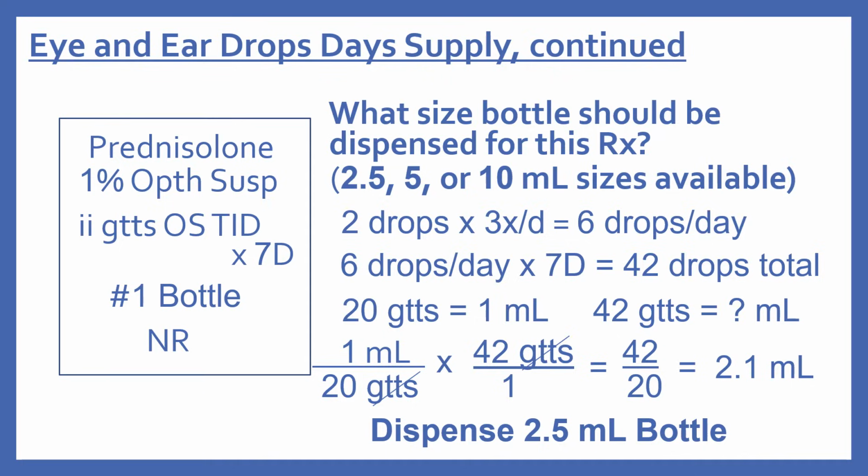Now we know from our conversion equivalents that 20 drops equals 1 milliliter. So what we need to find out now is how many milliliters does 42 drops equal. So we simply set up our conversion calculation, 1 ml per 20 drops times 42 drops over 1. Our drops cancel out, we're left with milliliters. And so we have 42 divided by 20. That gives us 2.1 milliliters. So the size that would be closest to that would be the 2.5 milliliter bottle.